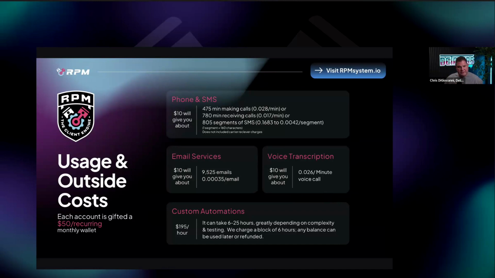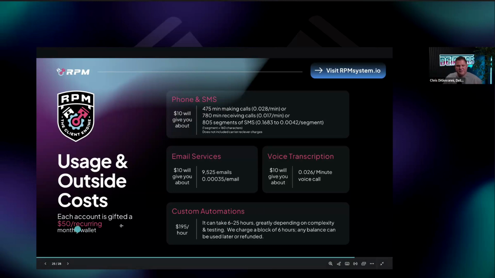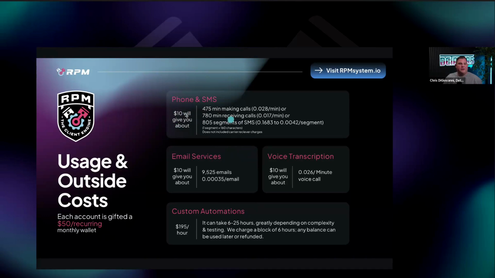So what a usage cost is, if your team is dialing 1,000 phone calls a month compared to the guy who's doing 10 phone calls, you have different usages. So we give you a $50 recurring monthly wallet. And just to give you an idea, with $10 of that, you can make 800 minutes of phone calls. You can use it for 10,000 emails. It records at 2 cents a minute for voice transcription and AI.